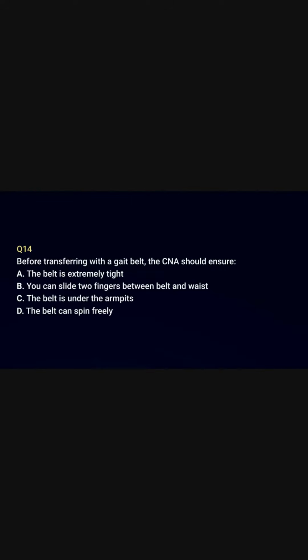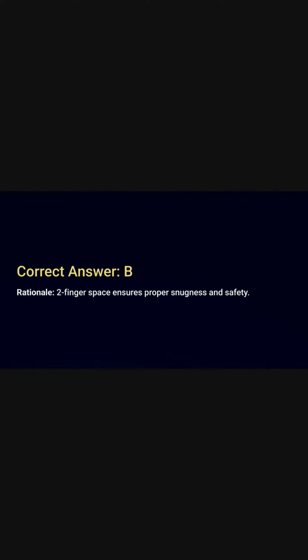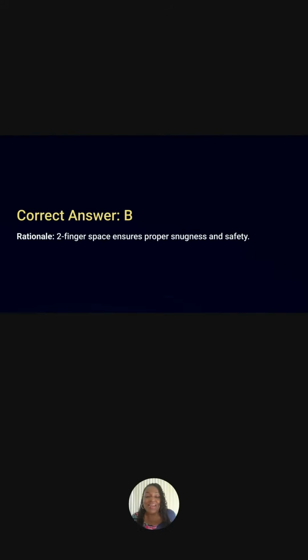And we don't want anything extremely tight because that's going to decrease circulation. That's right, team. Great job. The answer is B. So we put 2 fingers. Anytime that we put anything on a patient, be it a restraint, a gait belt, a dressing, we try to stick 2 fingers in it. When I'm talking about a dressing, I'm talking about a gauze or a roll dressing. We try to put 2 fingers beneath it. That can ensure that they have enough room for circulation. We're not cutting off blood flow.